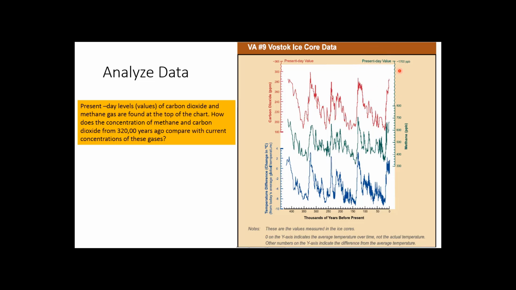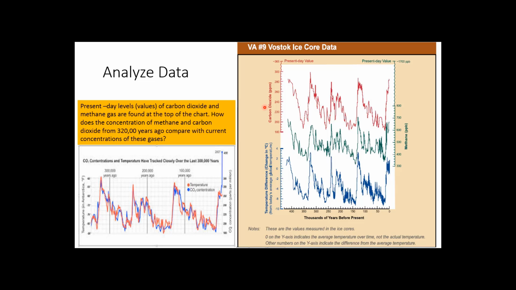Again, the methane level is much higher than they were, 1,700 parts per billion versus it only being roughly around 680 parts per billion, and then the carbon dioxide levels were at 300, and now they're at 365. So you can see this over time.